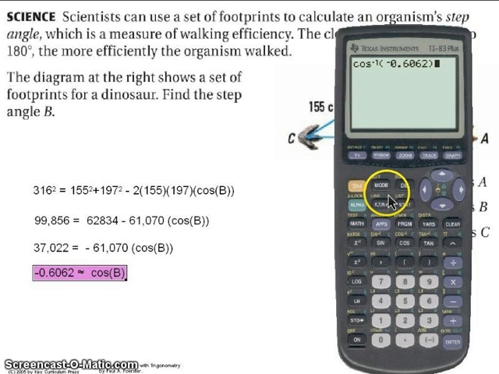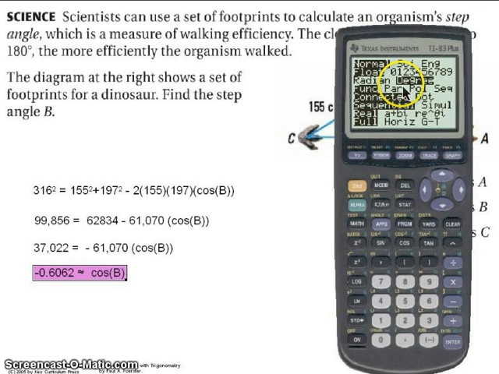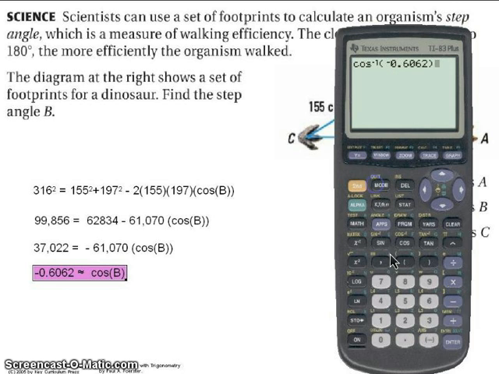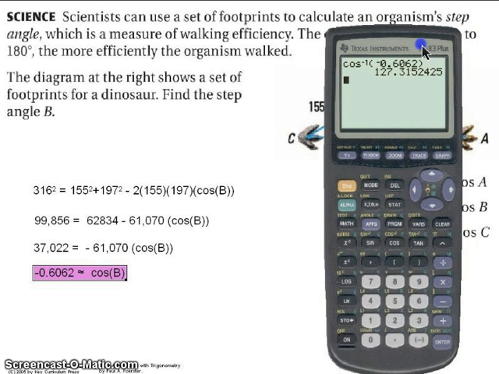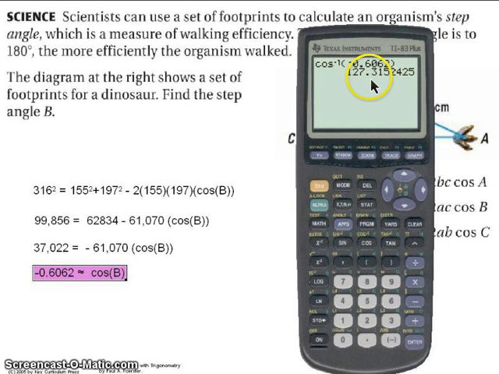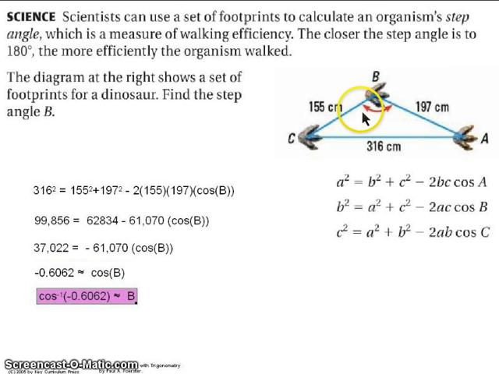And again, I'll just double check, make sure I'm in degree mode because I'm talking about degrees, and press enter. And the value of this angle is approximately 127.3 degrees. And that is the value of this angle right here. And one more step, there we go. And the value of this angle is about 127. So this step right here is what I was doing on the calculator.